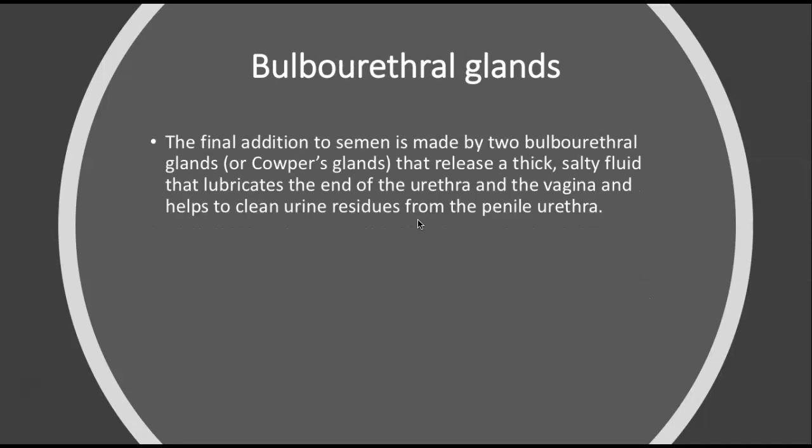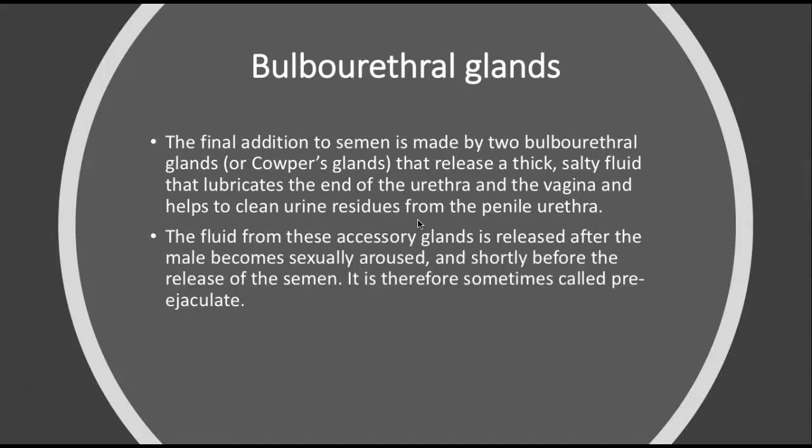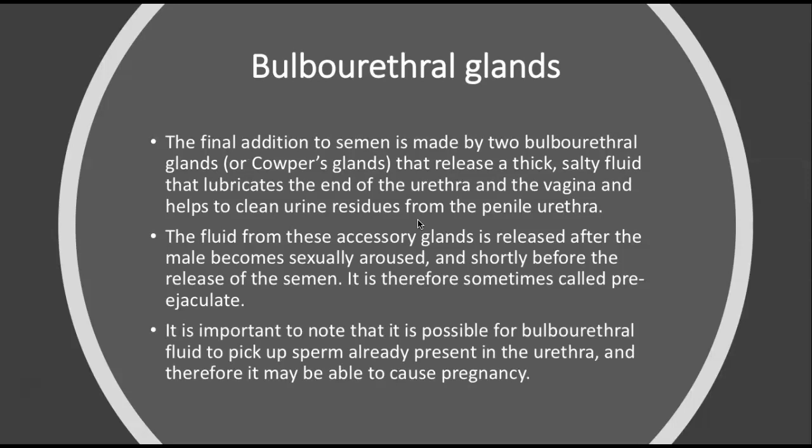Okay, next are the bulbourethral glands. They produce the final addition to semen. It's made by two of the bulbourethral glands, called the Cowper glands. They release a thick, salty fluid, and that lubricates the end of the urethra and the vagina and helps to clean urine residues from the penile urethra. The fluid from those accessory glands is released after sexual arousal and shortly before ejaculation or the release of the semen. Therefore, sometimes it's called pre-ejaculate. And it's important to note that it is actually possible for this fluid to pick up some sperm that was already present in the urethra, and so therefore it might be able to cause pregnancy.